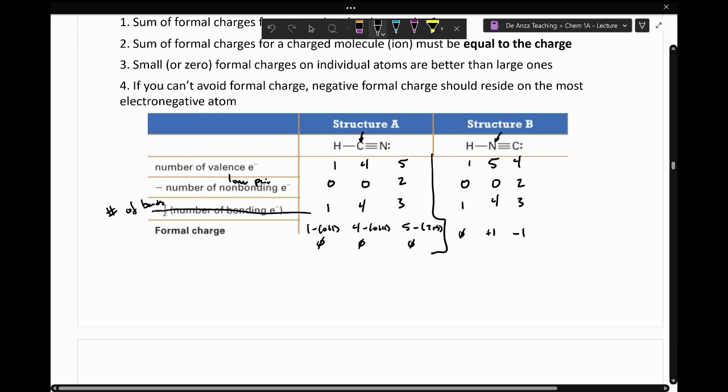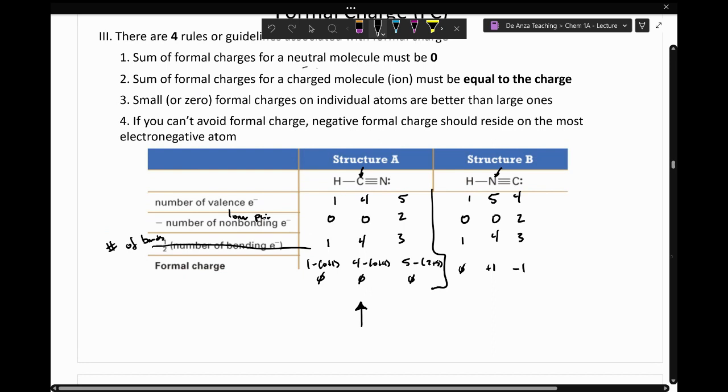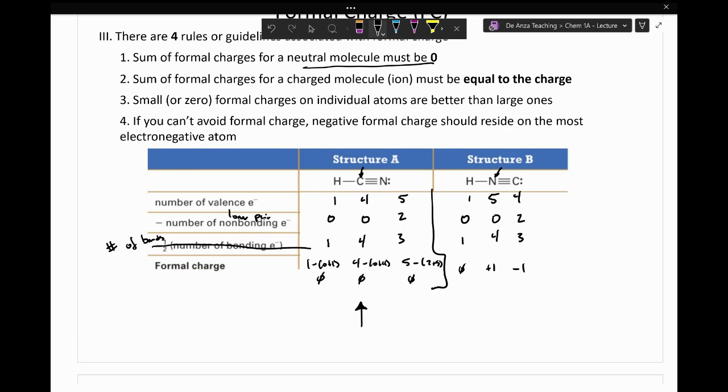And so what we see is that in one case, we have all 0 formal charges, and in the other, we have a +1 and a -1. We've satisfied the rule that says that the sum of the formal charges for a neutral molecule must be equal to 0, so that's great, but one of these follows the third rule more than the other.